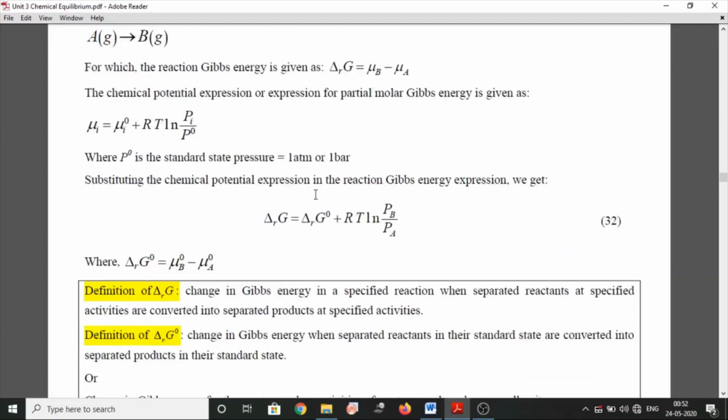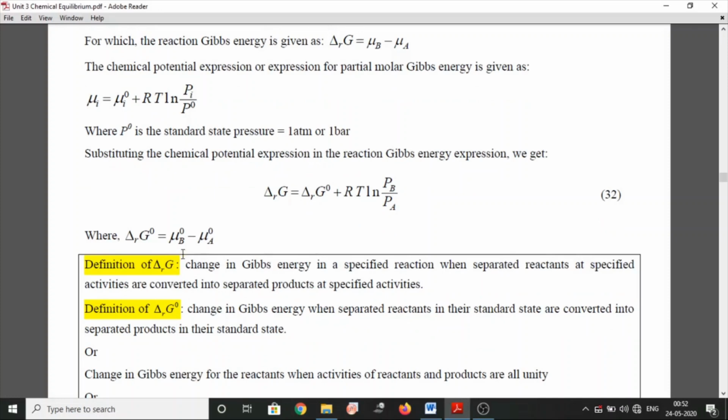I have skipped one step here. We have to take mu A and mu B, substitute them here, and then I will get this expression. But then what is delta R G0? Delta R G0 is nothing but mu B0 minus mu A0. I encourage you to write one more step here so that you can find this expression, that delta R G0 is equal to mu B0 minus mu A0, and substitute it here.